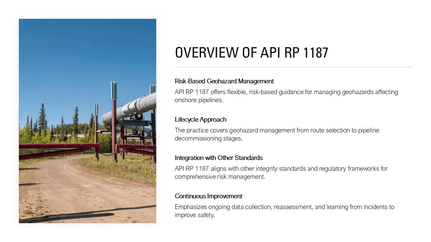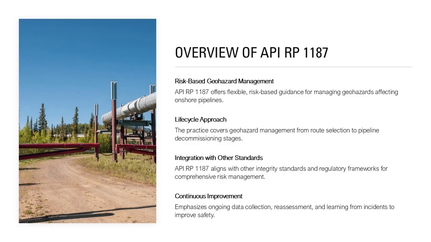API Recommended Practice 1187, titled Pipeline Geohazard Management, provides industry guidance for identifying, evaluating, monitoring, and mitigating geohazards that may impact onshore pipeline systems. The document was developed in response to increasing recognition that geohazards represent a significant and sometimes underappreciated threat to pipeline integrity. Unlike prescriptive standards, API RP 1187 is risk-based and flexible, allowing operators to tailor their geohazard management programs to specific pipeline systems, environments, and risk profiles.